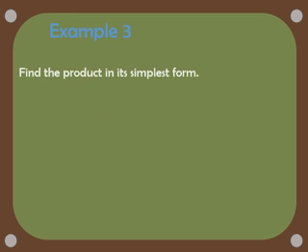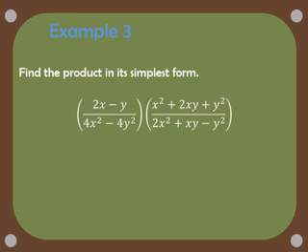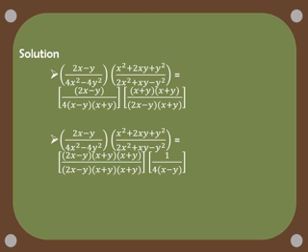So example number 3 for multiplying rational expressions. Find the product in its simplest form of 2x minus y over 4x squared minus 4y squared multiplied by x squared plus 2xy plus y squared all over 2x squared plus xy minus y squared. Step 1 is to factor out the numerators and denominators. So the factor in the numerator of the first expression is 2x minus y, and the factors of the denominator in the first expression are 4, x minus y, and x plus y.